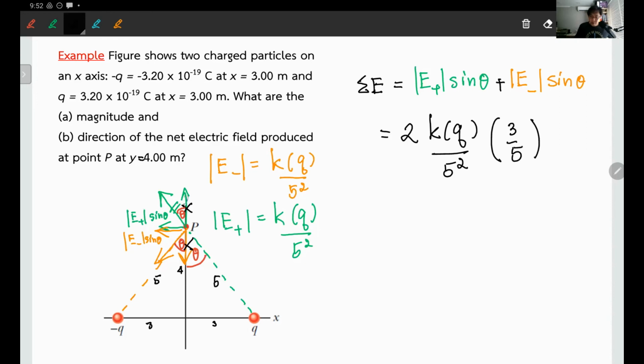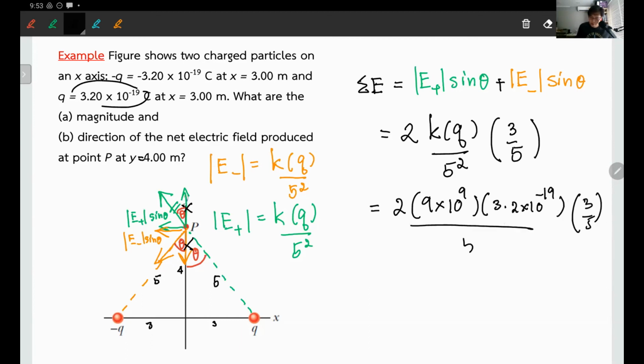And now at the end, you can substitute all the numbers that you want. K is given in the exam, so you don't even have to memorize it. It's 9 times 10 to the 9. The Q that's given here is 3.2 times 10 to the negative 19. Let me omit all the units here, because I know at the end you're going to get Newton. Oh, sorry, it's an electric field. So actually it's a Newton per Coulomb.